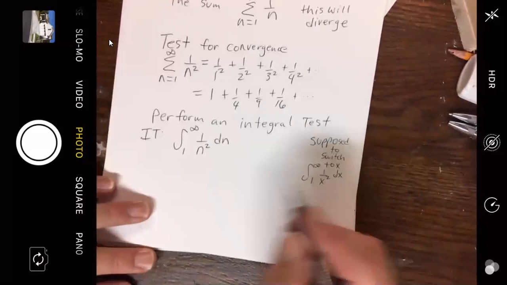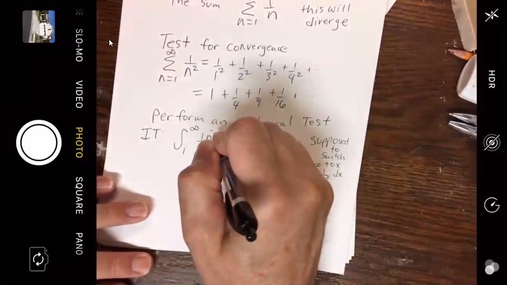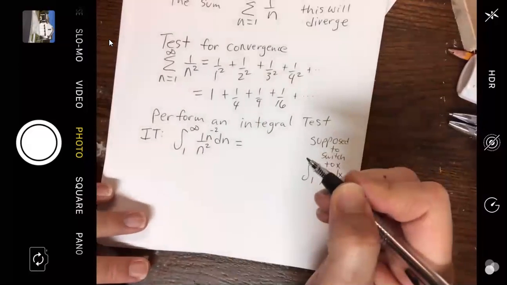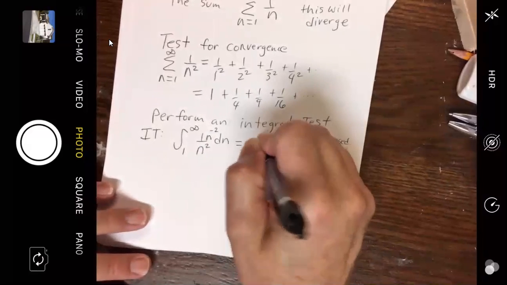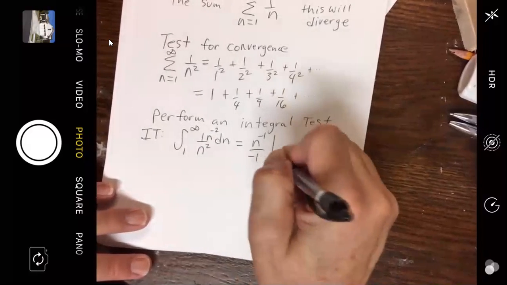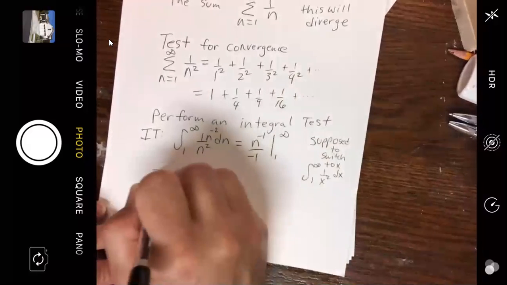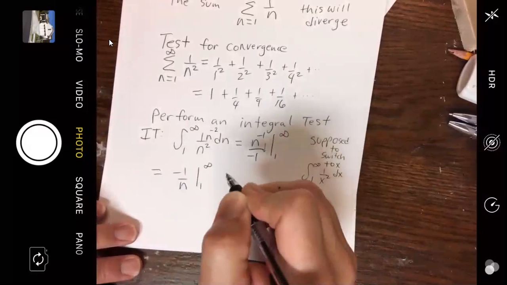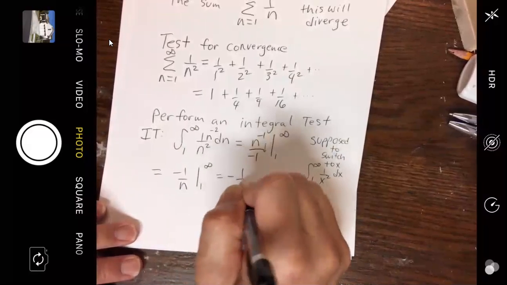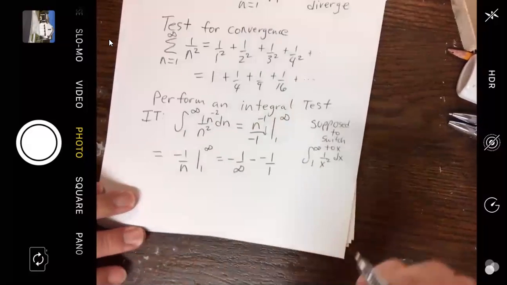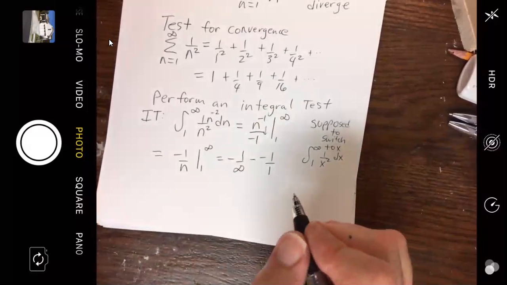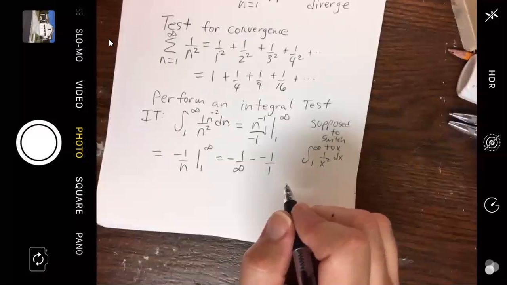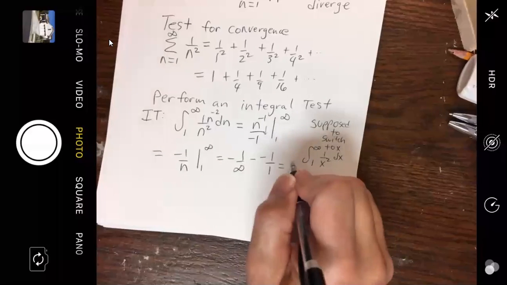Okay. So if you remember, we did this back in 8.8. That's n to the minus 2. You get n to the minus 1, add 1, divide by minus 1. Put in 1 and infinity. So you would get a negative 1 over n, because you switch that back down, 1 and infinity. So you get a negative 1 over infinity minus a negative 1 over 1. Are we going too fast? Which comes out positive 1.